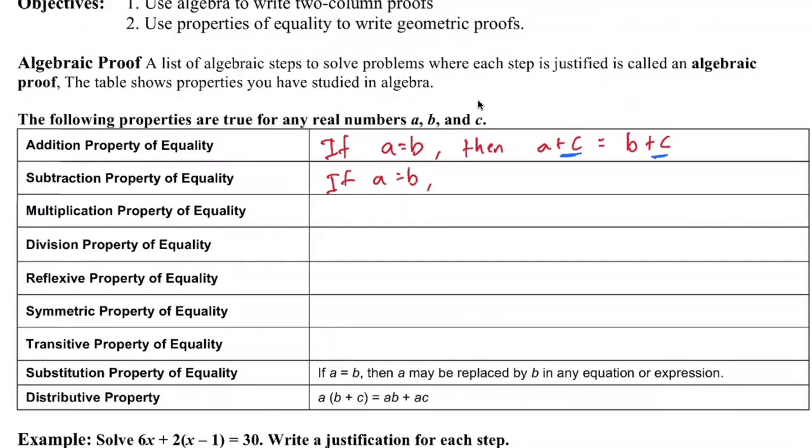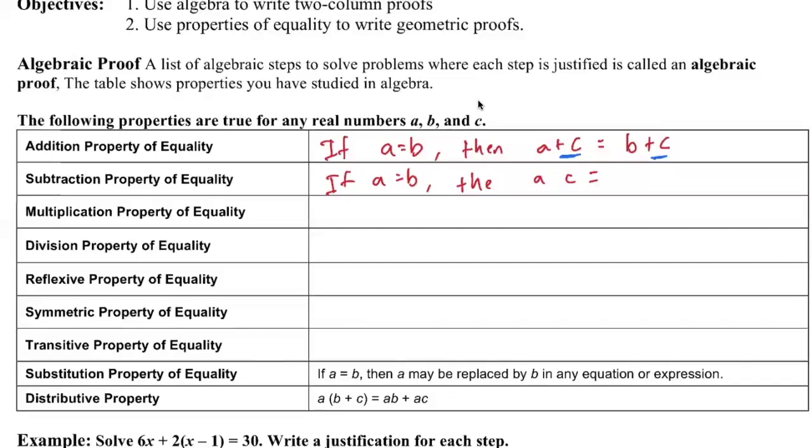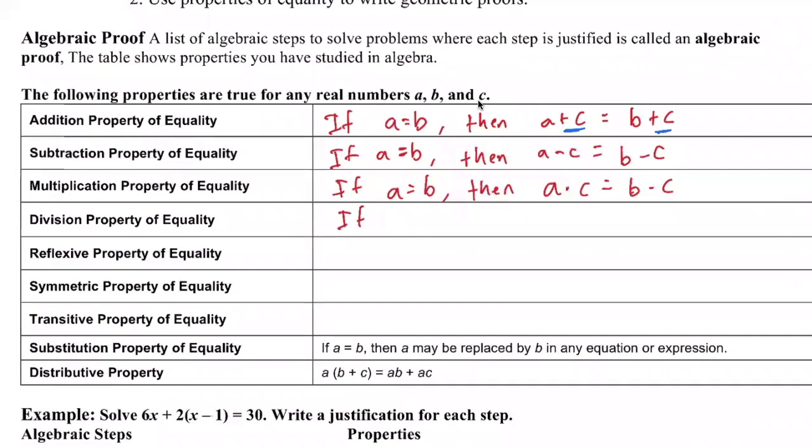If A equals B, then A minus C is equal to B minus C. Same thing if A equals B, then for multiplication, A times C equals B times C. Okay, your 4 basic properties there.